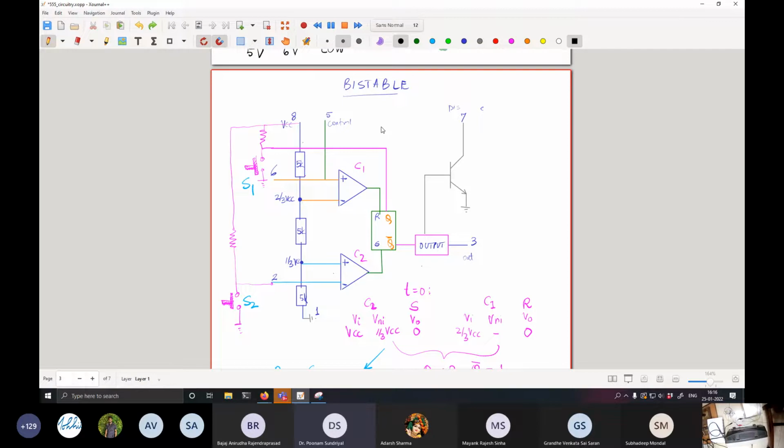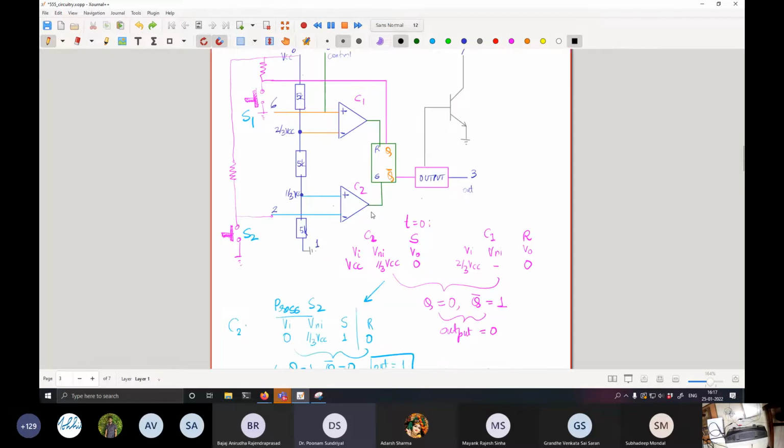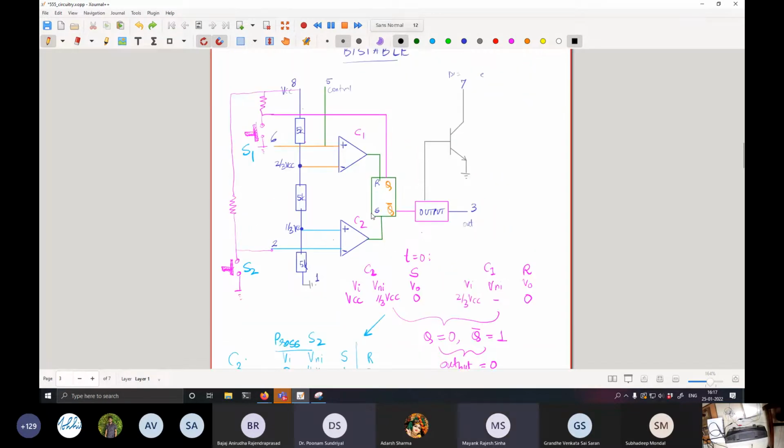Alright, so the first circuit that we will discuss is the operation as a bistable circuit. Okay, so a bistable circuit.